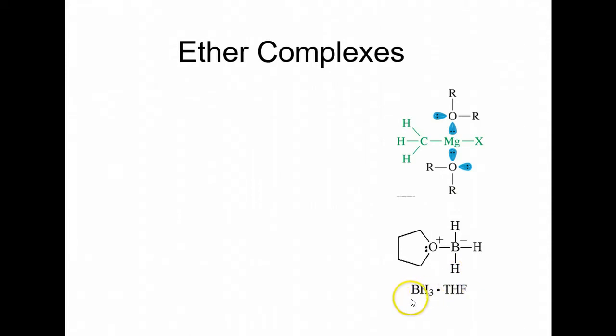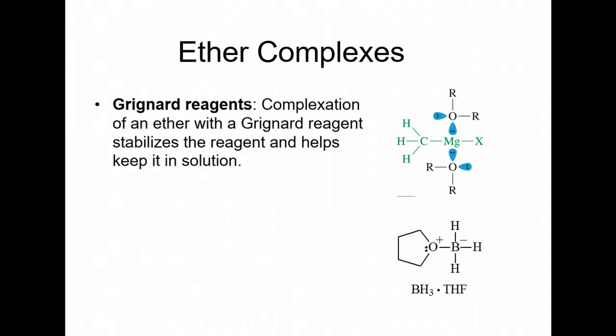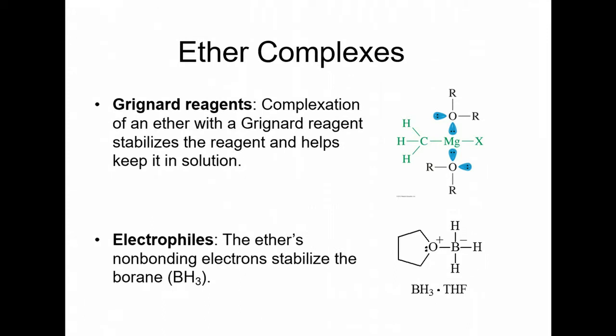Here is our BH3, which we used in the anti-Markovnikov alcohol formation. And the solvent of choice is tetrahydrofuran. That's short, it's THF. So these are very common solvents used in these reagents.